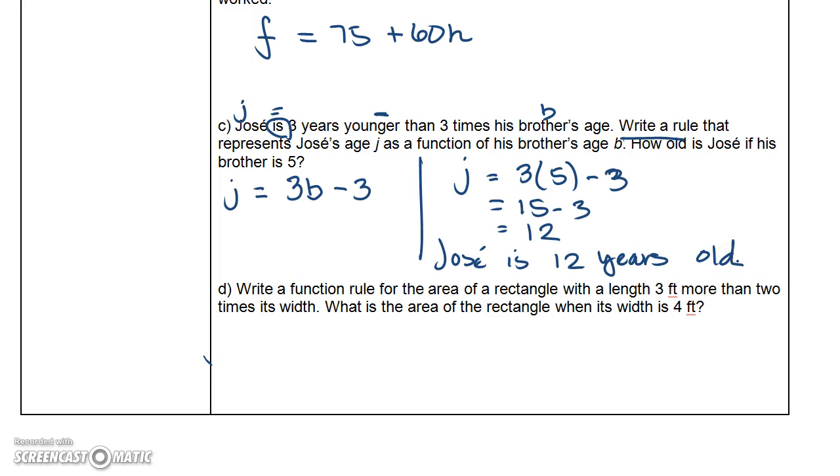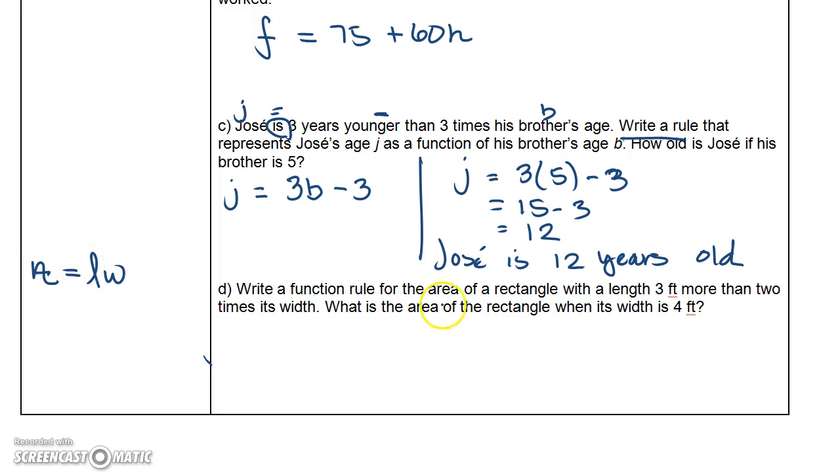All right, very good. Next one, also known as the last one. Write a function rule for the area of a rectangle with a length that is 3 feet more than 2 times its width. What is the area of a rectangle when the width is 4 feet? So we're talking about area and we're talking about a rectangle. Let's just remind ourselves, area equals length times width.